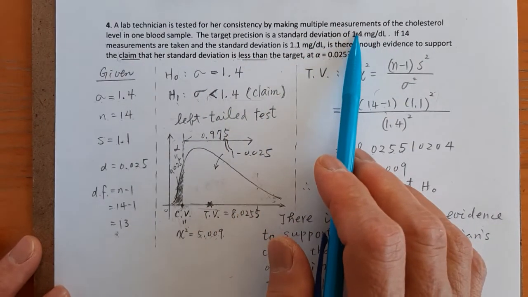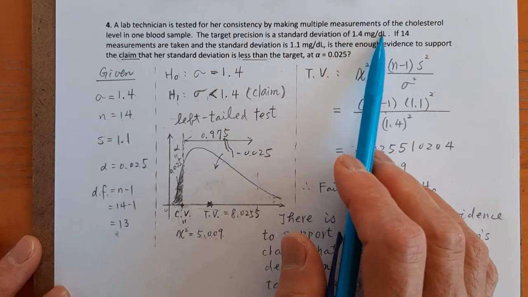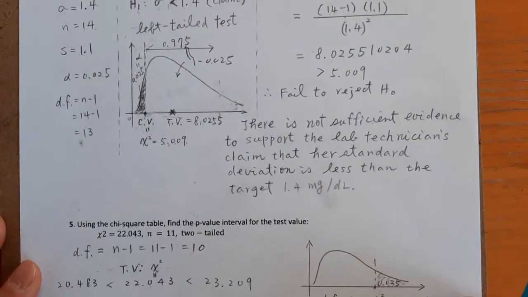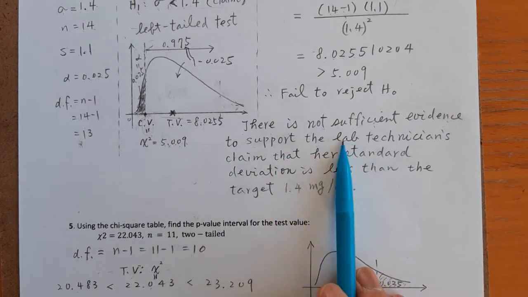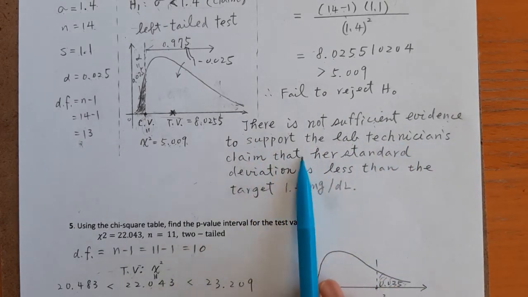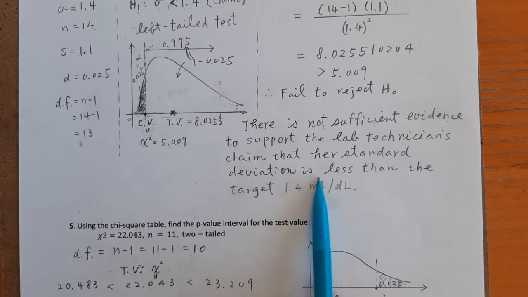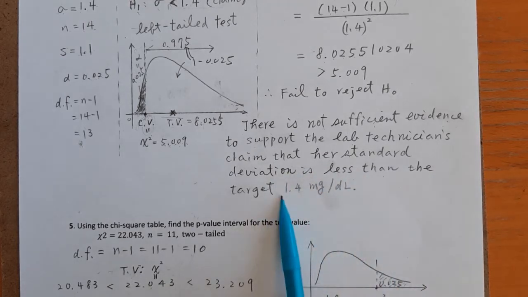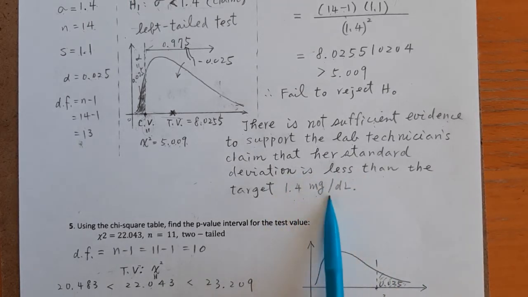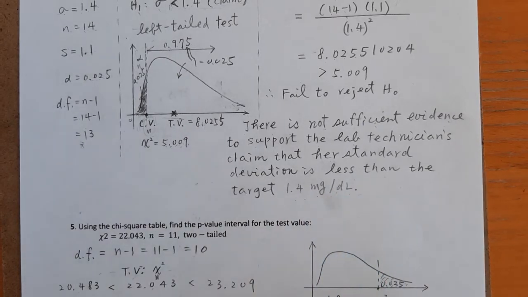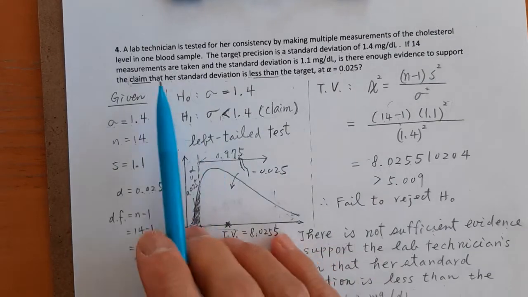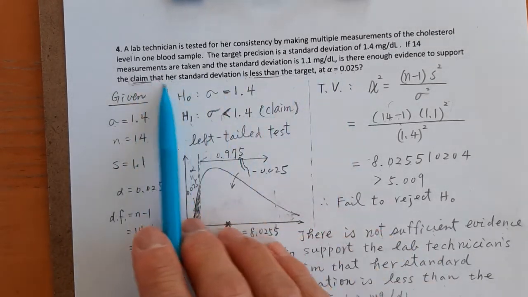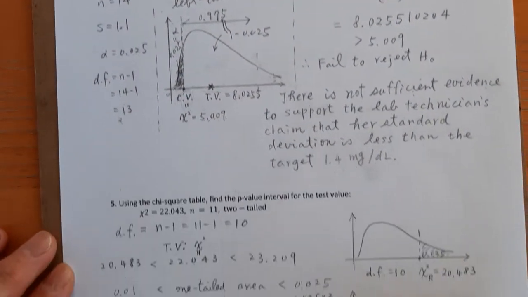Target is 1.4 milligram per deciliter. So write down this: there is not sufficient evidence to support the lab technician's claim that her standard deviation is less than the target, 1.4 milligram per deciliter. Let's just copy this claim statement. Done.